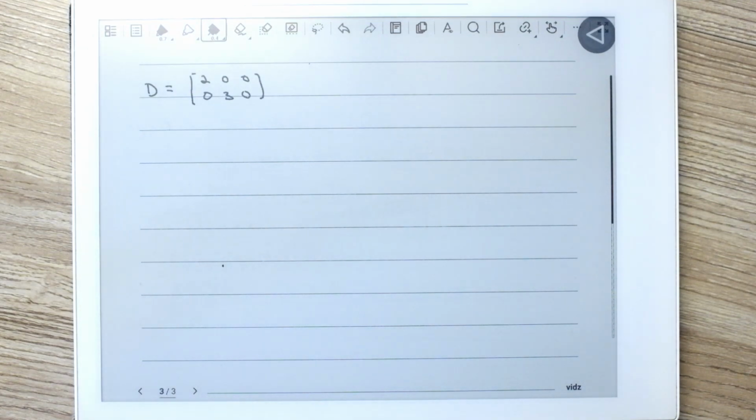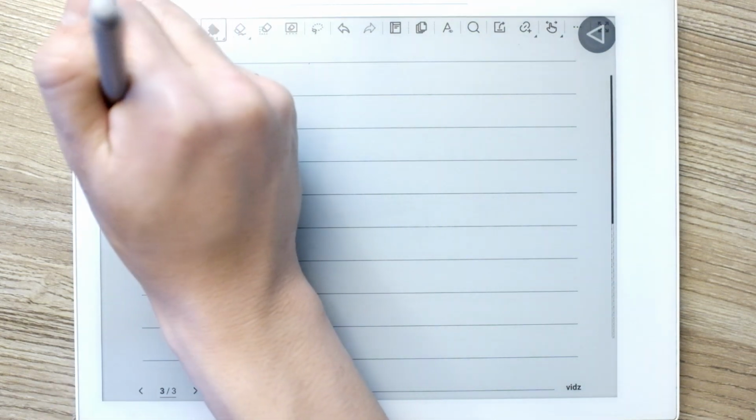Let's do another example of finding the singular values of a matrix. Here we have a matrix that isn't square, and so we will have to make a choice as to what path we want to take. Now, how do we find the singular values of a matrix?